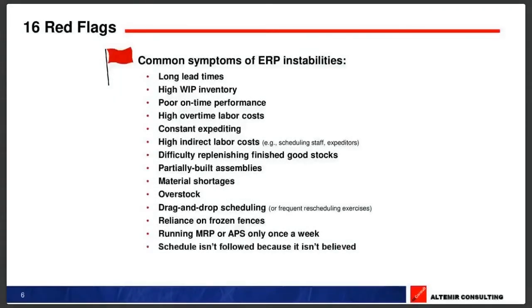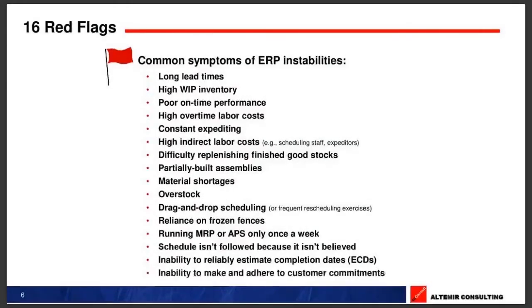If you have a cultural issue in which the schedule is not followed because it isn't believed, then that's definitely a situation in which you have to take a look at fundamentally how your planning and scheduling is conducted. An inability to reliably estimate completion dates, which is to say that your schedule is not predictive enough. And if your schedule isn't predictive, then that could impair your ability to reliably make and adhere to customer commitments. And so all of these are red flags you should be looking for.